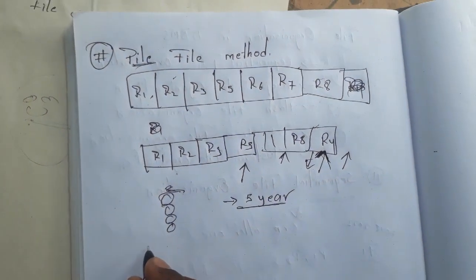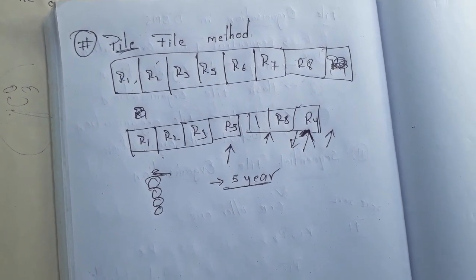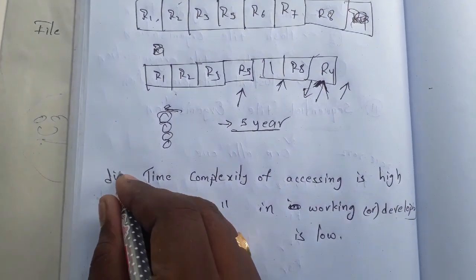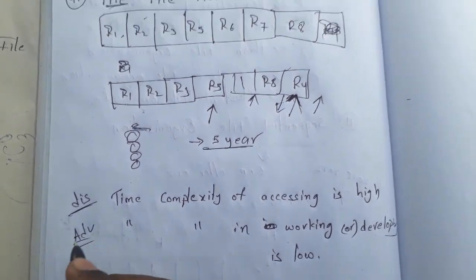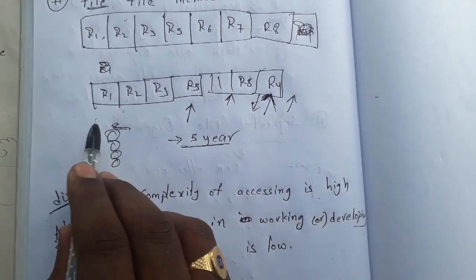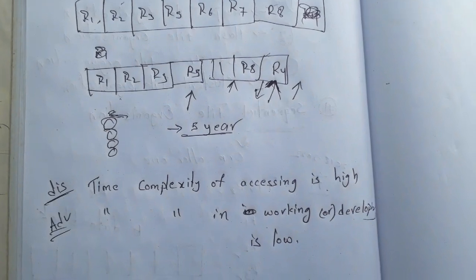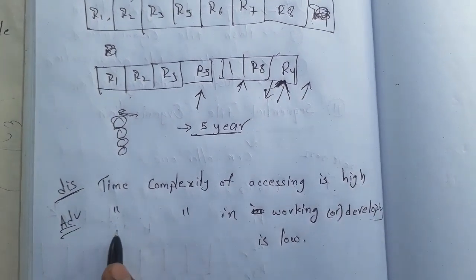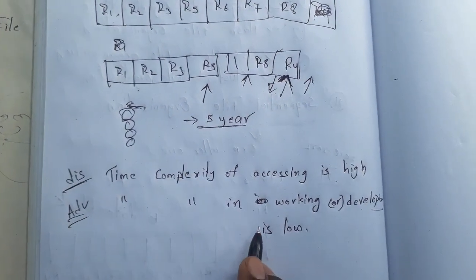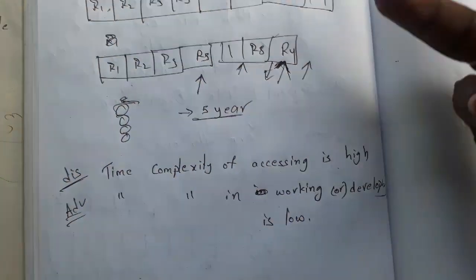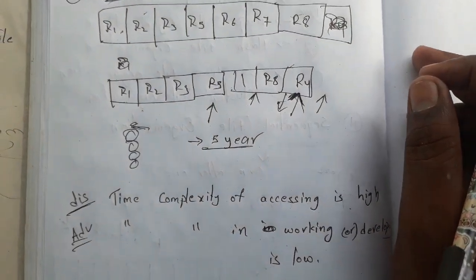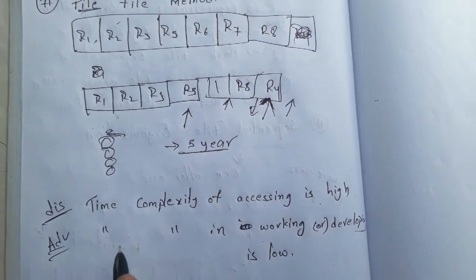But the disadvantage of the pile file method is the time complexity of accessing a record. Advantage: the time complexity of accessing a particular record is high, because it is not in a sorted order, it is in some other location, so it takes some time. In case of insertion, updation or deletion, the time complexity is low, because wherever a free address is found, we insert the record there. That's why the time complexity is low.